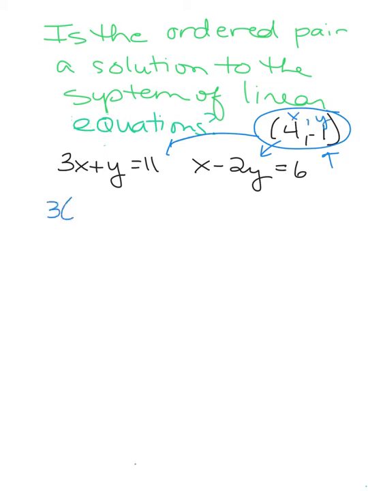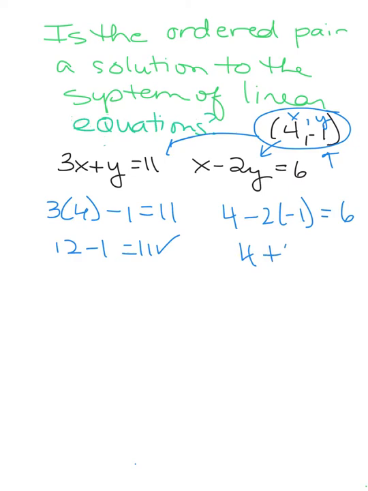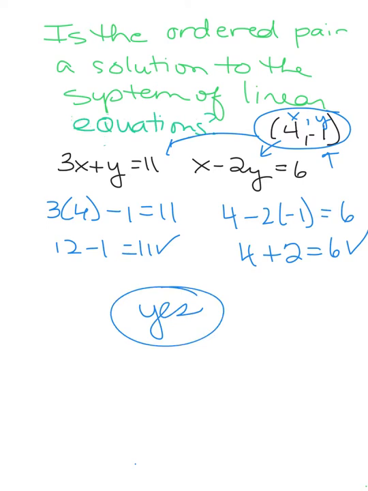In the first equation I have 3 times 4 minus 1 is equal to 11. So this gives me 12 minus 1 is equal to 11, so that's true. What that means is the point (4, -1) is on that line. Let's try the second equation. I have 4 minus 2 times -1 is equal to 6. This gives me 4 plus 2 is equal to 6, so that is true. Because this point is a solution to both of these equations, the answer is yes. This is the solution to the given system of linear equations.